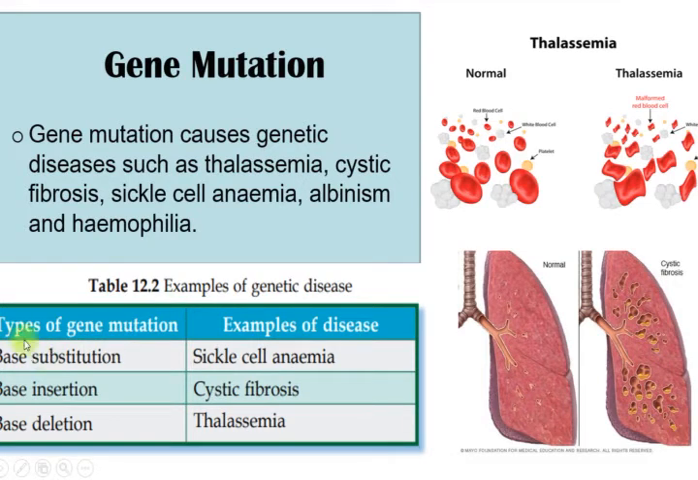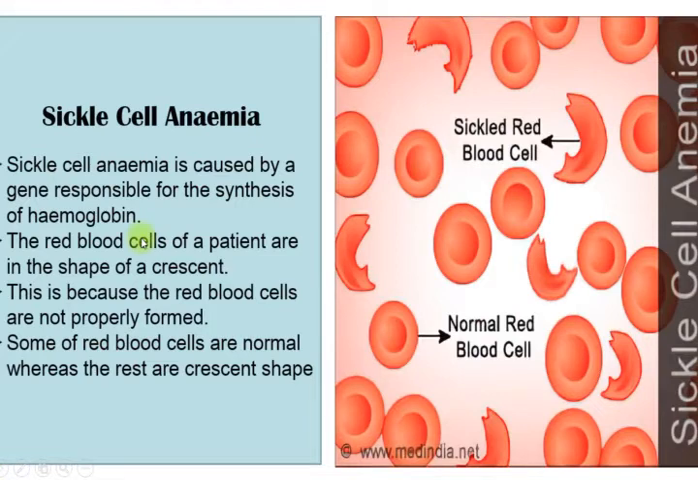Now we go to examples of genetic diseases based on the type of gene mutation. For base substitution, an example of disease is sickle cell anemia. For base insertion, an example of disease is cystic fibrosis, the damage of the lung because of the excessive production of mucus. And for base deletion, an example of disease is thalassemia.